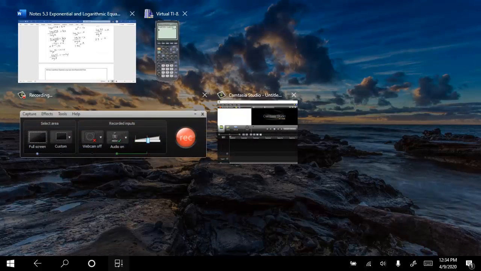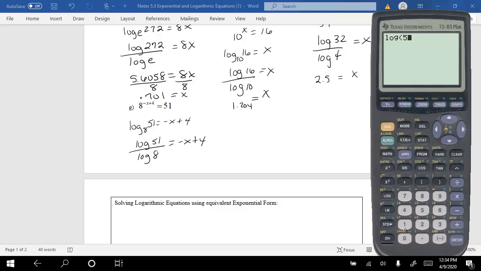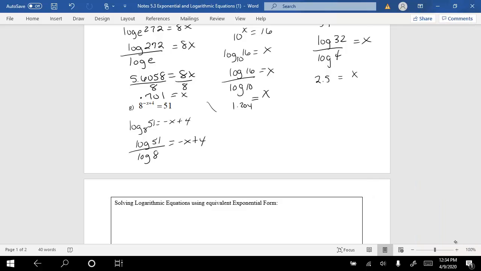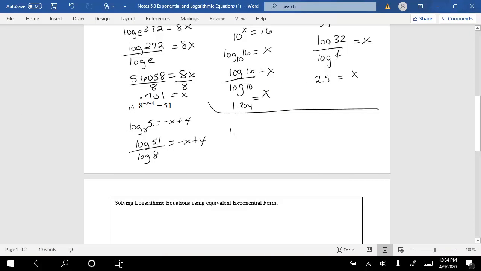So go to your calculator. We're going to do log of 51 and we're going to divide by log of 8. So moving over here, we get 1.8908 is equal to negative x plus 4.